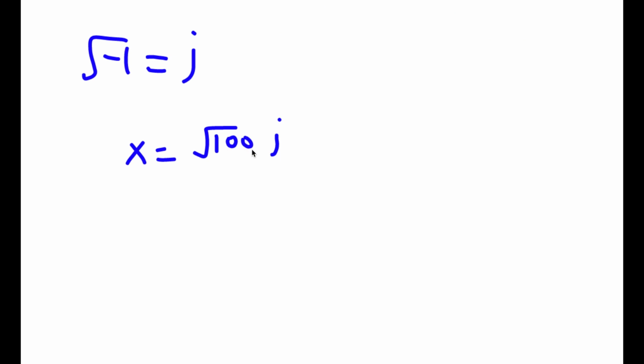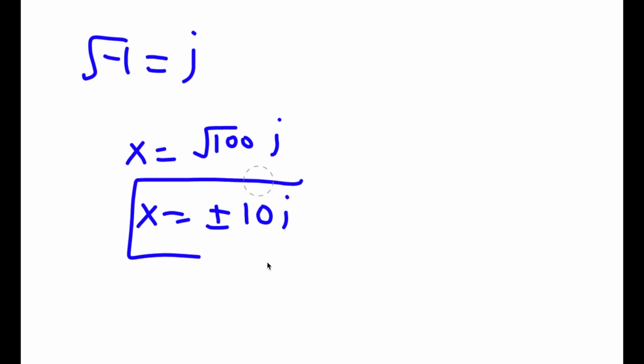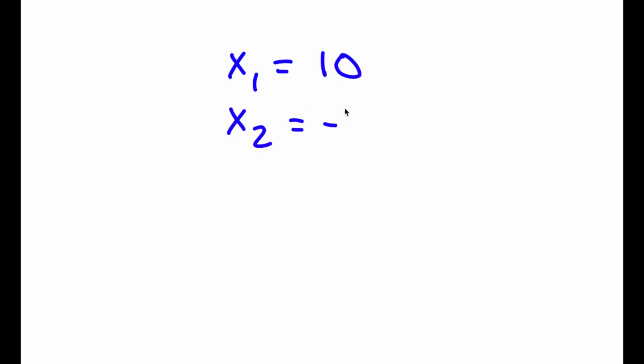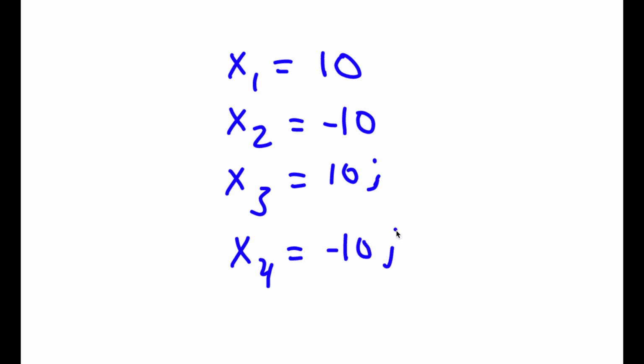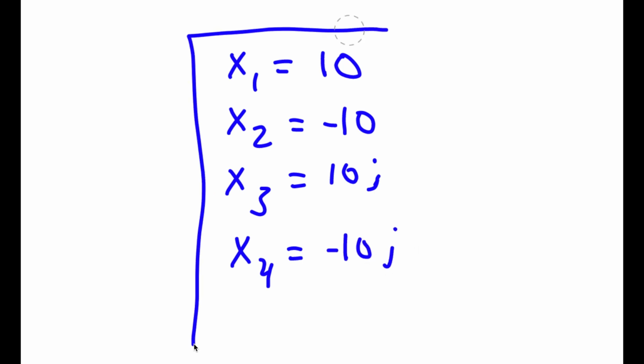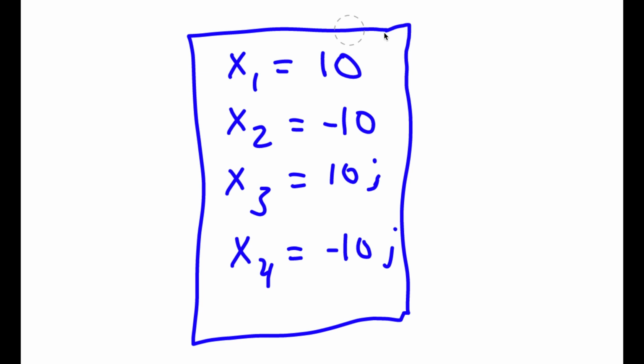Now the square root of 100, this is the same thing as plus or minus 10, so I have plus or minus 10i. So now, to list all our solutions, x1 is going to be 10, x2 is going to be negative 10, x3 is going to be 10i, and x4 is going to be negative 10i. So these are my four solutions to this equation.